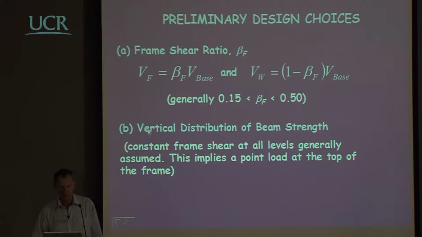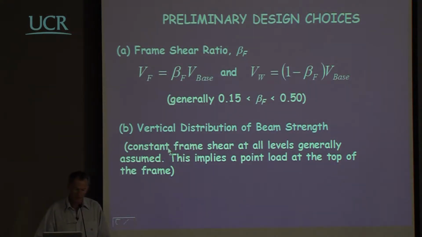So the second choice then is, having made this decision, how do we distribute the vertical requirement, the vertical shear, up the building itself in terms of the frame? And so it's the vertical distribution of beam strength.